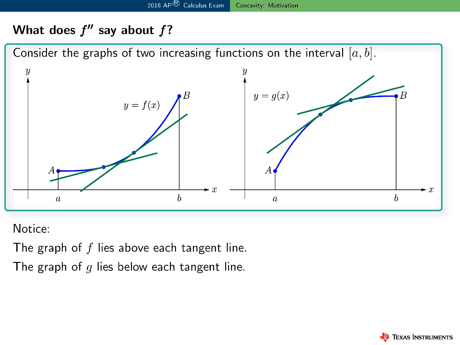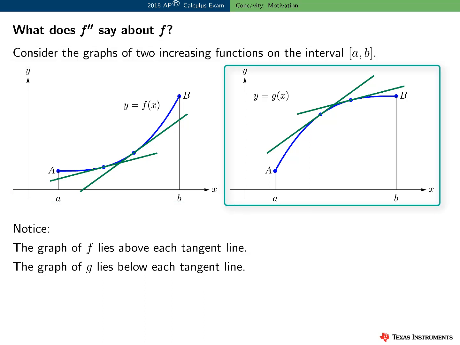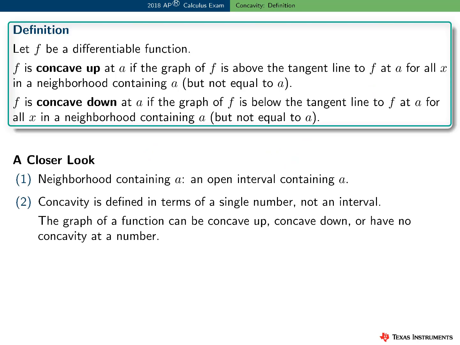Now consider the graphs of f and g with the tangent lines drawn at a few points. Notice that the graph of f lies above its tangent lines, and the graph of g lies below its tangent lines. This is the property that leads to the definition of concavity. Here is a definition of concavity. Let f be a differentiable function. f is concave up at a if the graph of f is above the tangent line to f at a for all x in a neighborhood containing a, but not equal to a.